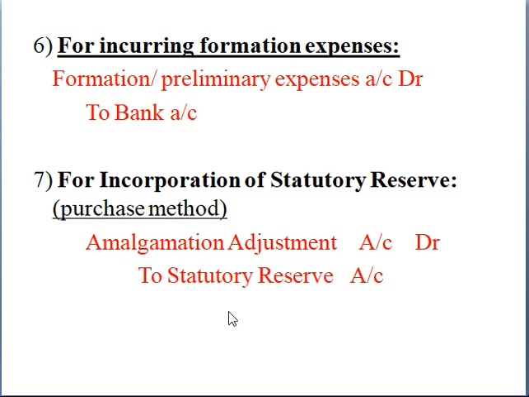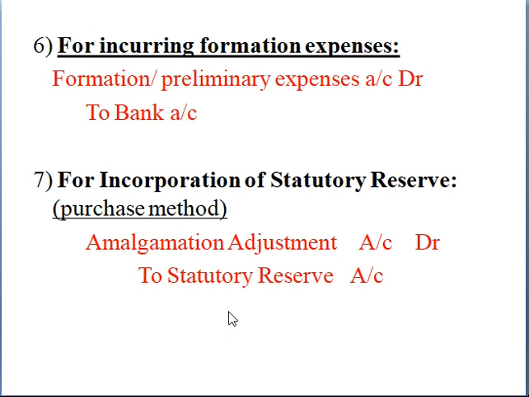Then next is for incorporation, for incurring formation expenses. See, once the business is acquired and taken over by the new company, the new company may incur some formation expenses. So expenses are to be debited, right? Formation expenses are also called preliminary expenses, so debited. So preliminary expenses account debit to bank account.